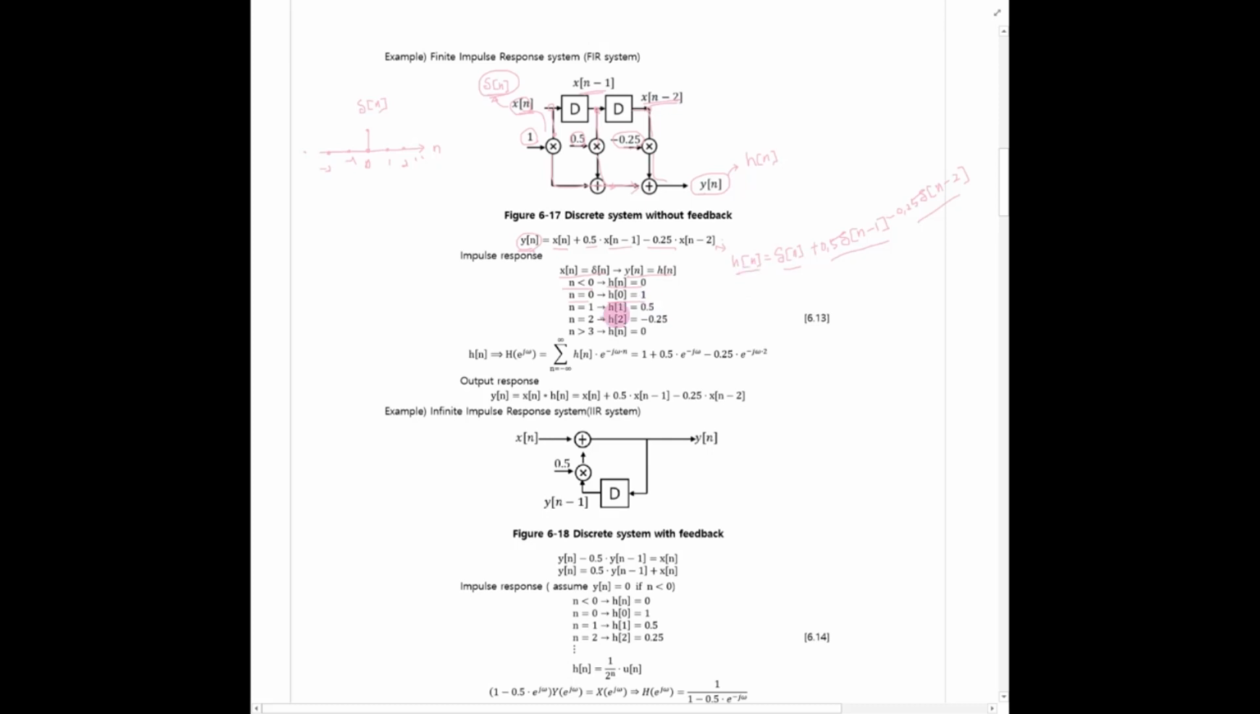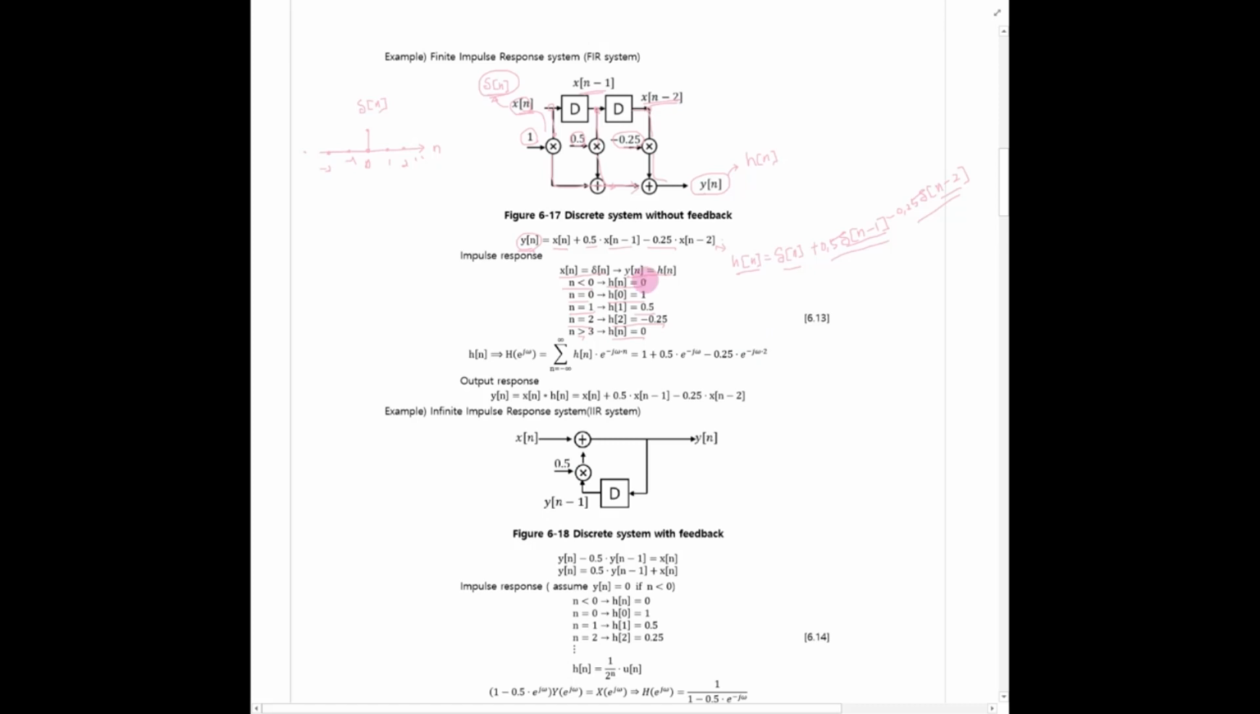What about n equal to 1? If n equals 1, then this becomes 0, and this one is non-zero, 0.5, because if n is 1, then delta[0] is 1. So that's why it's 0.5, but this one is 0. And what if n is 2? If n is 2, delta[2] is 0 and delta[1] is 0, but this one is delta[0]. So if n is 2, then this is minus 0.25. If n is greater than or equal to 3, then all those values are 0.